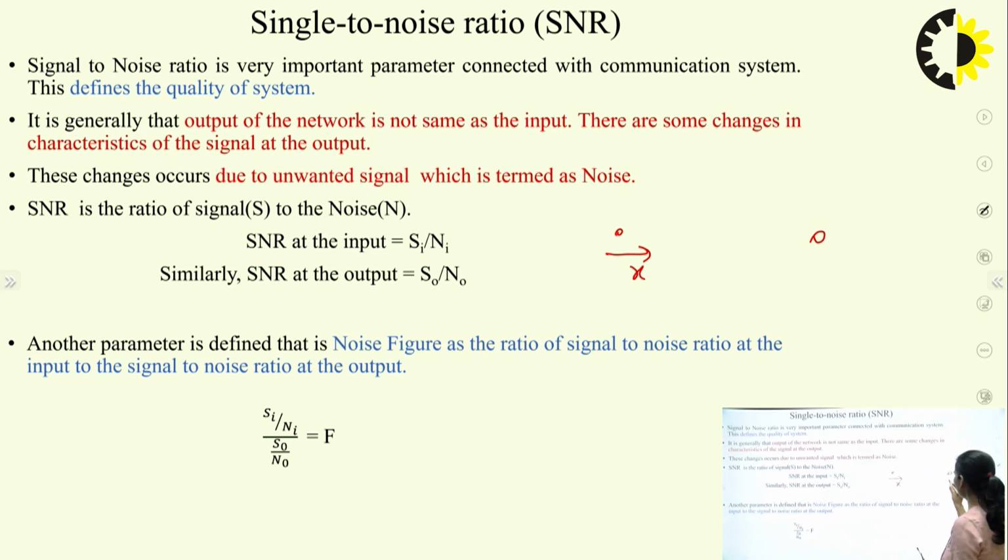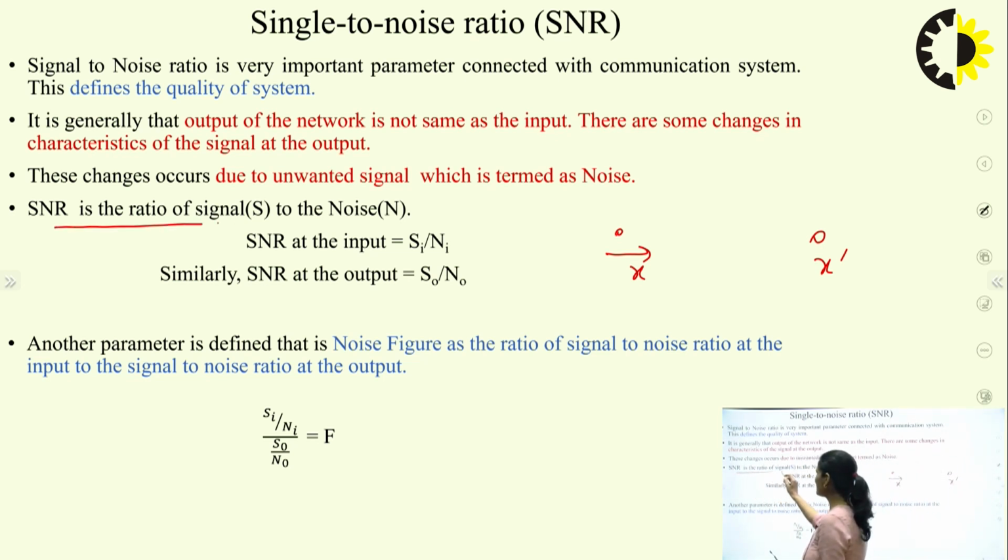So if it is not the same X, it means what? It means if there is a change in X, then there is noise at the output side. So how can we measure noise? SNR is the ratio of signal to noise.